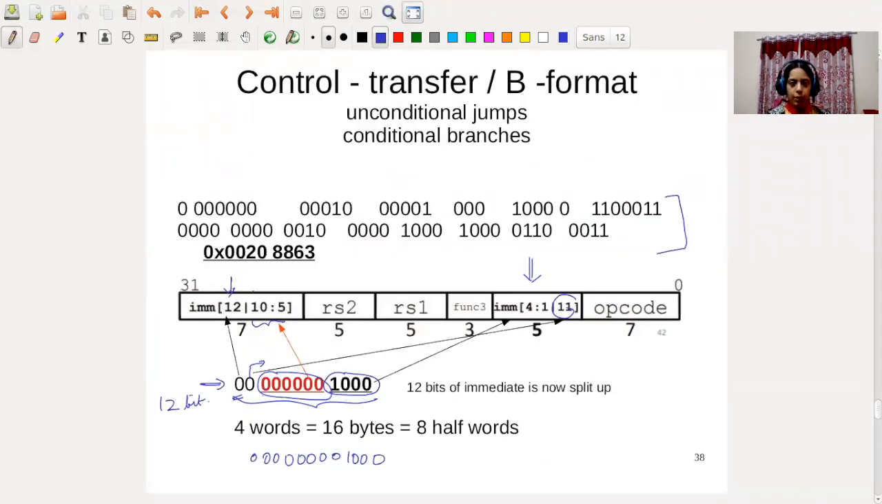32-bit instruction. That is provided you have written the opcode, function, rs1 and rs2 also correctly. Then finally you group them into bits, 4 bits each, and then you get the hexadecimal equivalent for the branch instruction. So this is a slightly more complex way in which they have organized the branch instruction.